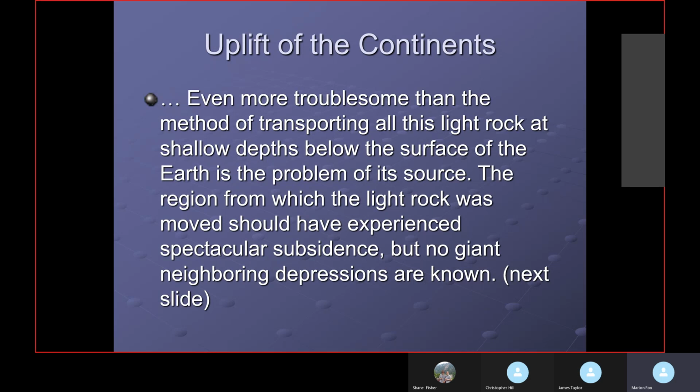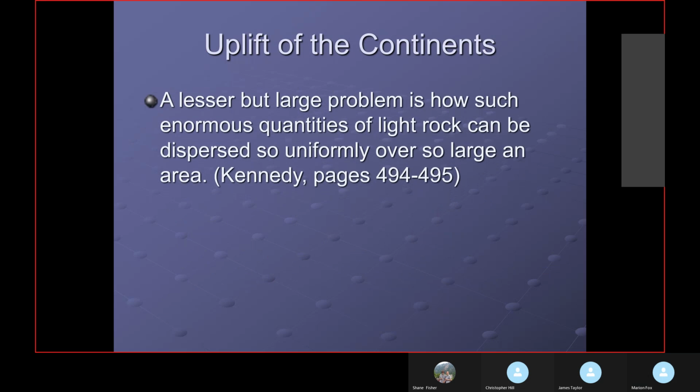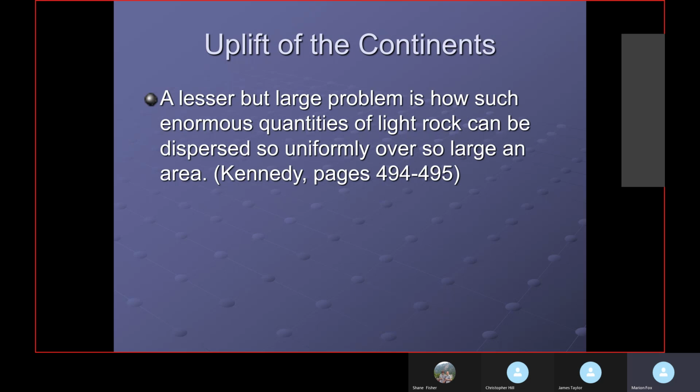Even more troublesome than the method of transporting all this light rock. So we had to have light rock to get underneath the bottom of the continents to lift them up. That's what we had to have. Is the problem of its source. Where did it come from? The region from which the light rock was moved should have experienced spectacular subsidence. It should have sunk down. But no giant neighboring depressions are known, so we don't know where it came from.